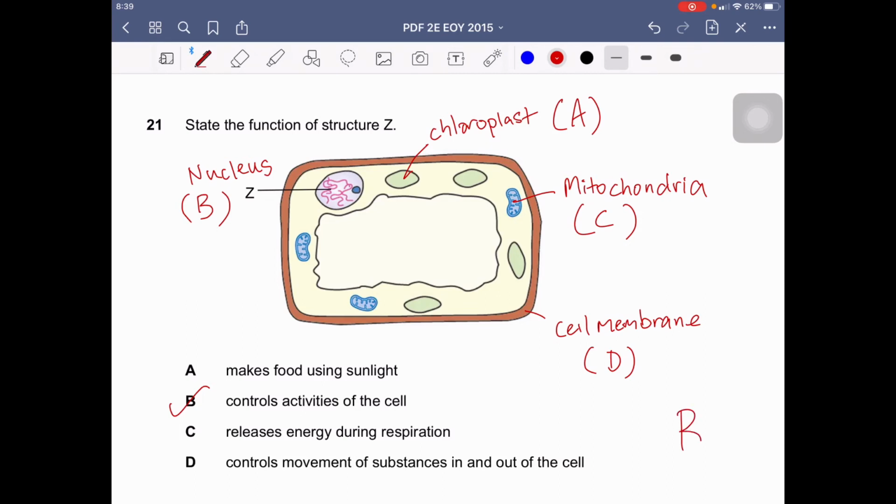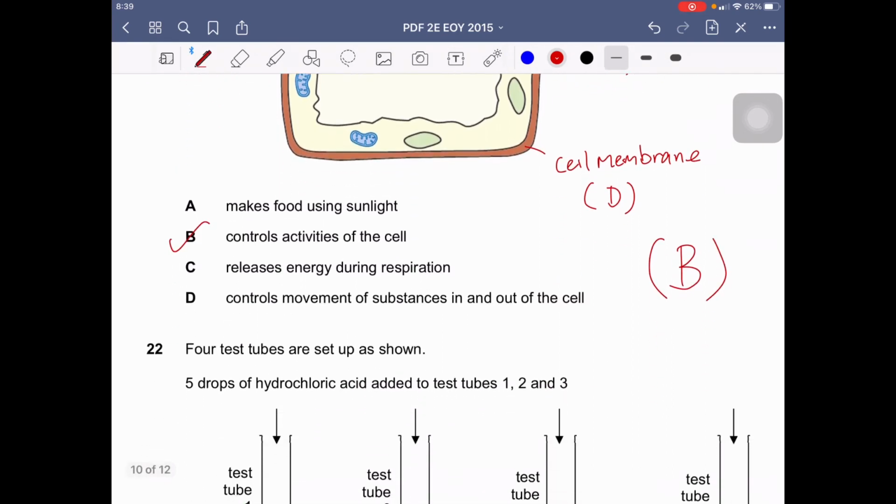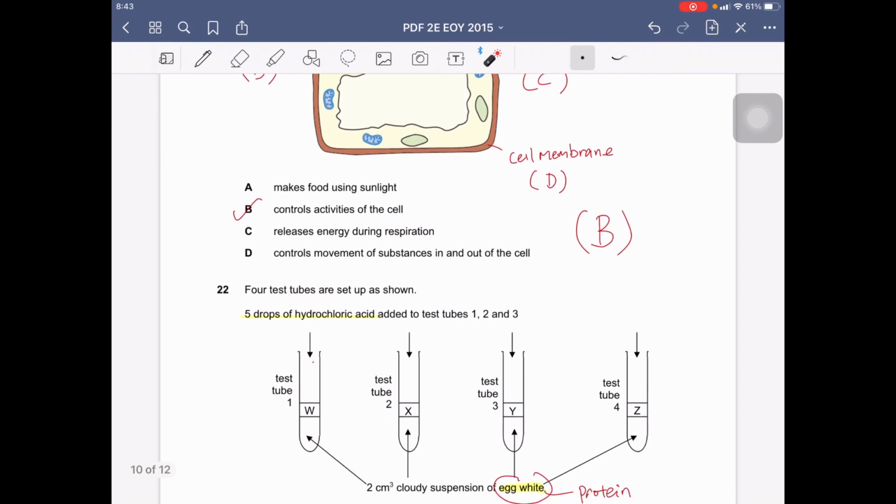So the answer must be B. That's the function of the nucleus. Now students, let's look at question 22.